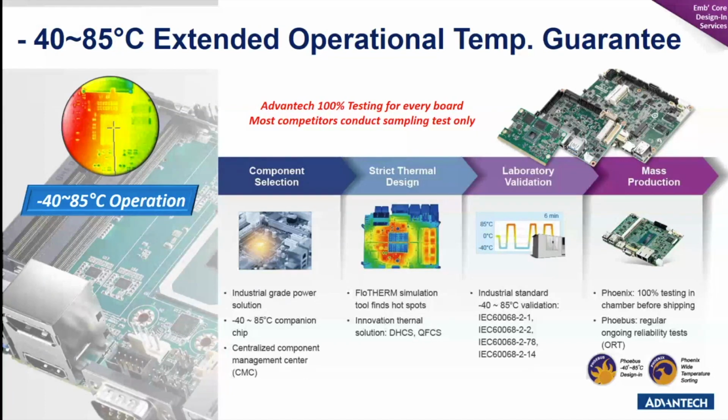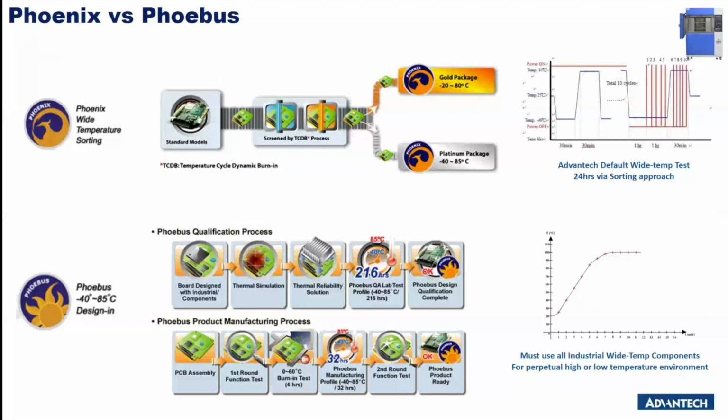So we have two types of testing approach. One is called the Phoenix approach, and one is called Phoebus. It's basically our code name. Phoenix is thermal cycling, thermal shock cycling. We take the board and let it run 24 hours in cycles. For example, at this temperature for a certain number of hours, then go up, then go down, then go up, and then go down, in this manner, and stay at a certain temperature. So we have many cycles. We can do as many as 10 cycles. And then from there, we segregate the boards into gold or platinum packages in terms of operating temperature.